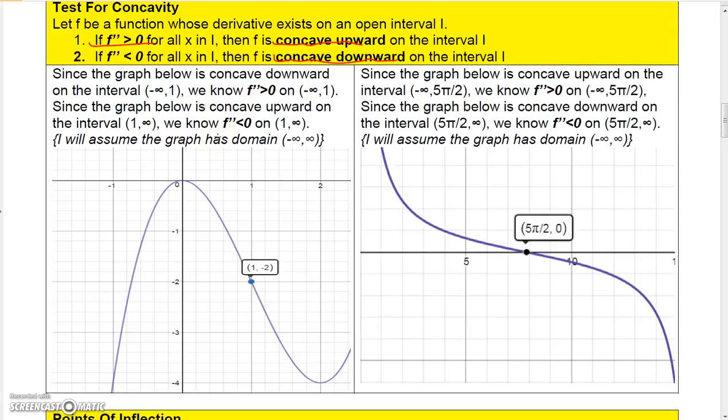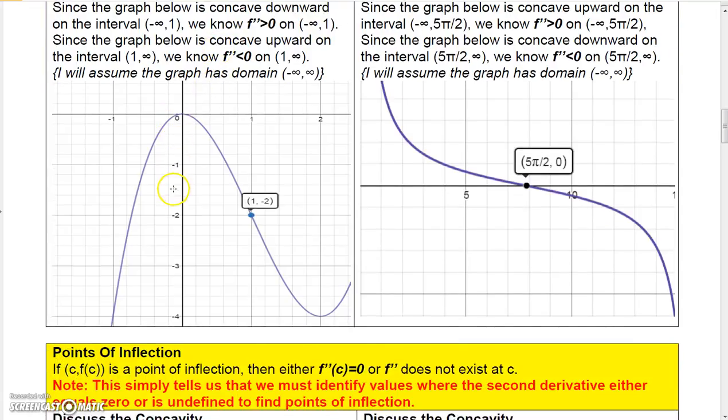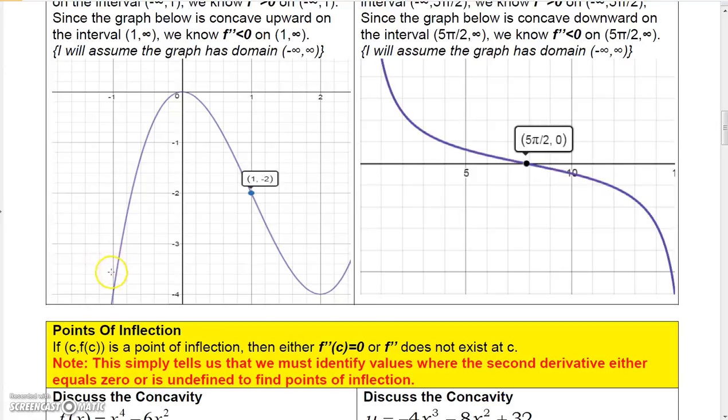So again, I just showed you that, but for this piece where it's concave down, the second derivative is going to be negative, and then over here the second derivative is actually going to be positive. And on this one we have concave up in here, so in here the second derivative is going to be positive, but over here where it's concave down, the second derivative is going to be negative.